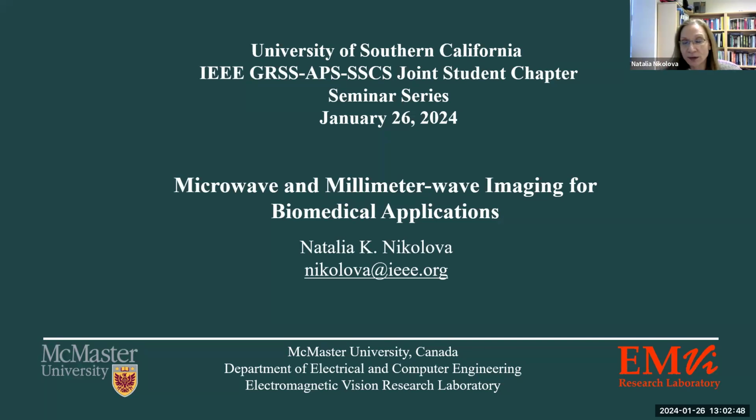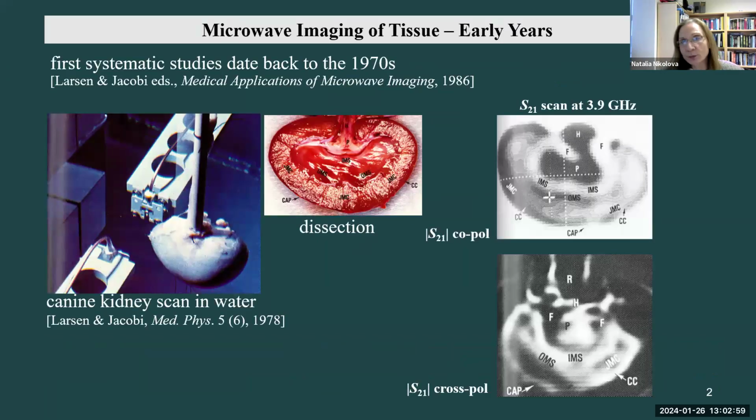And so, of course, today I will be talking about microwave and millimeter wave imaging, in particular for biomedical applications. So you should be aware that microwave imaging of tissue goes quite a way back. The first systematic studies date back to the early 1970s, mostly by the team of Larson and Jacobi in the United States, with the first articles starting to appear in the late 70s, and even a book, the very first book on medical applications of microwave imaging, in 86.